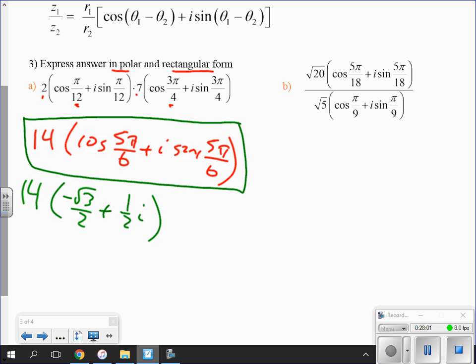Now what do I need to do? Multiply through by 14. Negative 7 root 3 plus 7i. Easy. Easy. Compared to a lot of the stuff we've done in here, that's actually pretty easy. Okay, give B a shot.